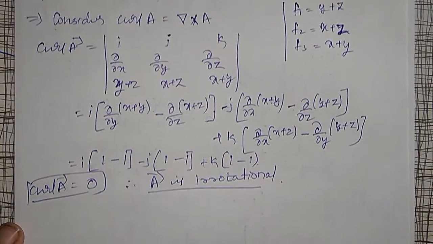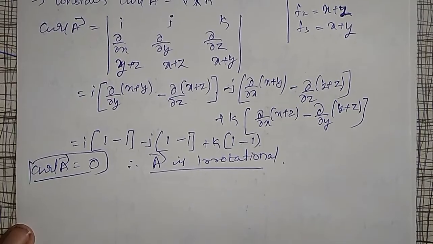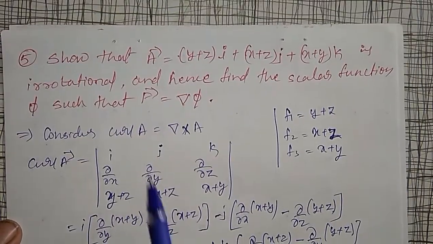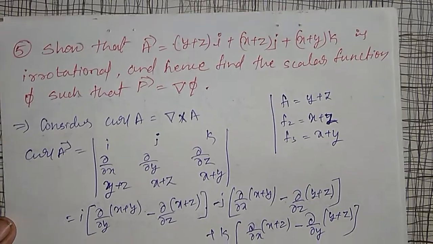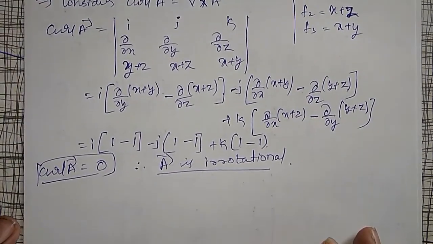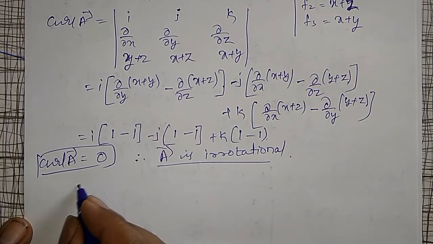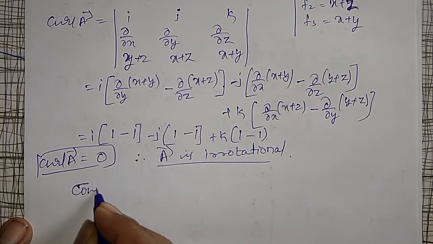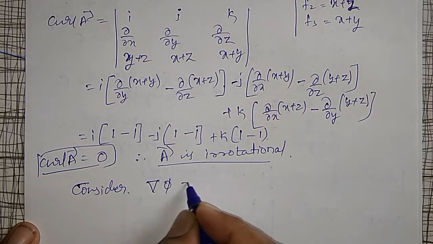Okay. Now, I have to find a scalar field phi such that f is equal to del phi. Here, let me consider del phi is equal to vector f.